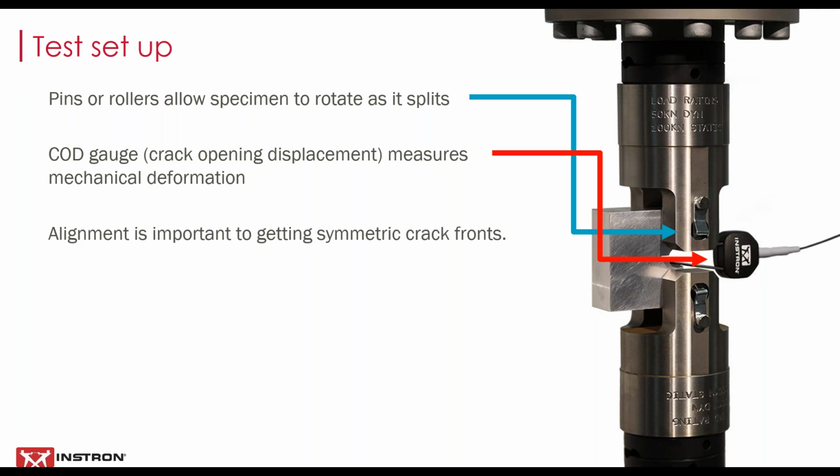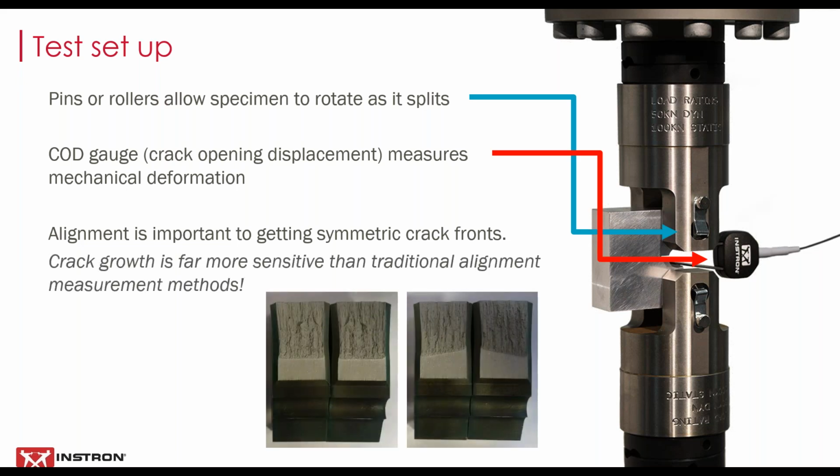Now, all this sounds relatively simple, but it does come with the health warning that you need that crack to grow nice and straight across the specimen. And if you don't have your machine aligned well, then it won't. For those who work in materials testing a lot already, you'll be aware there are some fairly conventional approaches to measuring machine alignment. But when you do crack growth, it's actually far more sensitive than those.